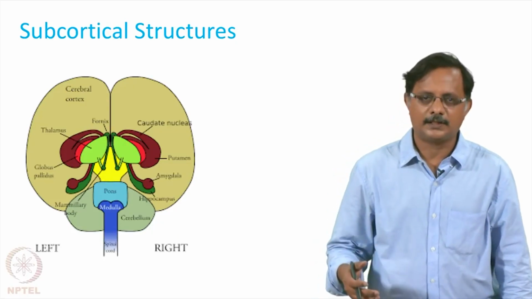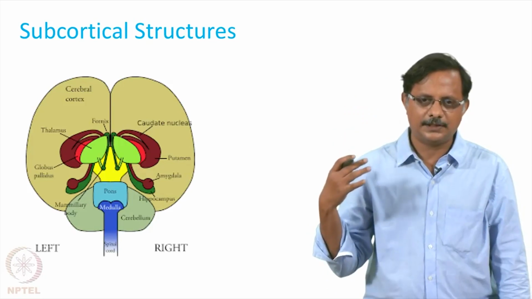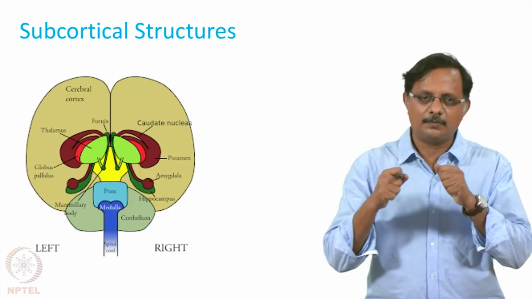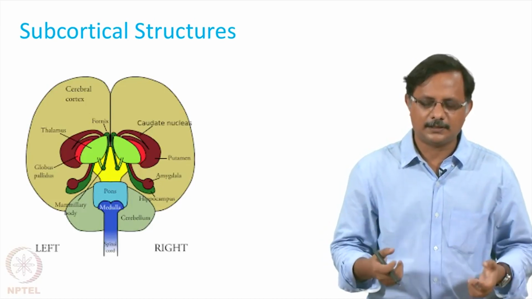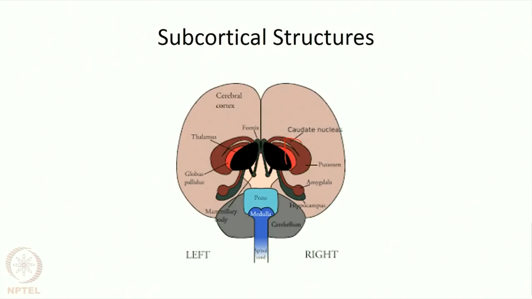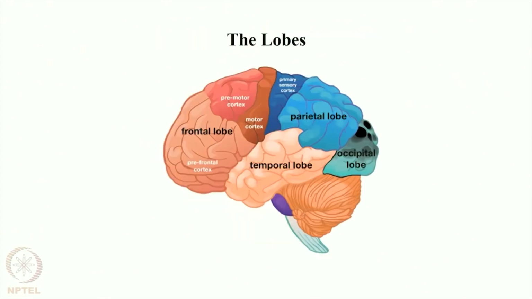So then there are subcortical structures. The surface of the brain and this sheet of neurons is called the cortex, and deep inside the brain there are lots of again neural masses. These are the subcortical structures. So for example, there is the caudate nucleus, or putamen and amygdala and hippocampus, and all these structures are subcortical structures. So let us begin with the cortex.